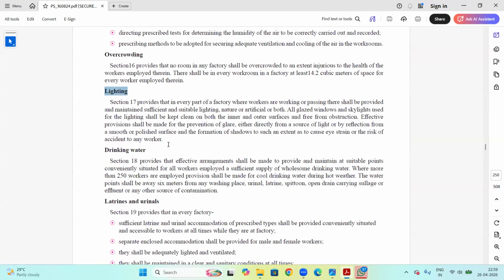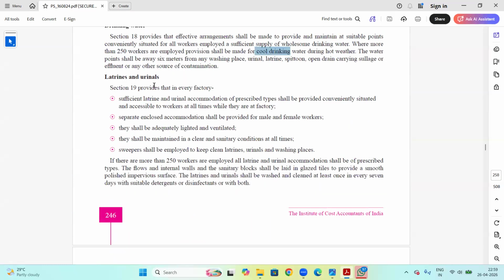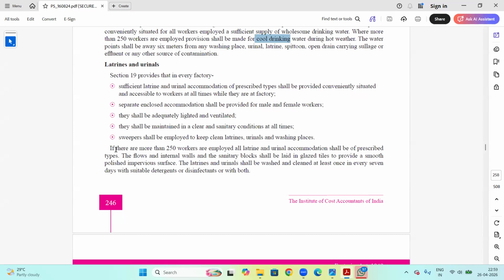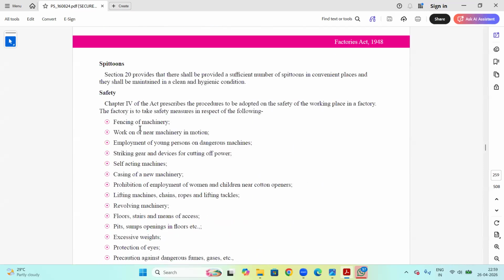Lighting facility should be there. Drinking water facility should be there. If more than 250 employees are working in hot weather, there should be cold drinking water. Latrines and urinal facility should be there. If more than 250 employees are working, latrine and urinal accommodation shall be provided. Also make sure latrines and urinals are washed and cleaned once in every 7 days.